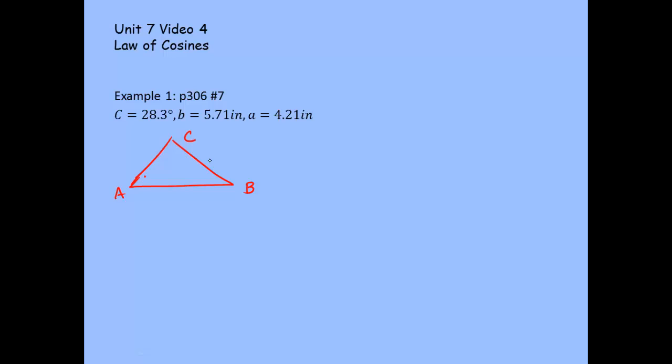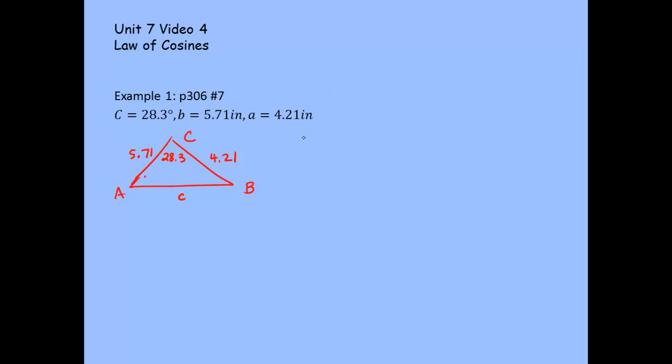Angle C is 28.3. Little b over here is 5.71. And little c, do I have that labeled correctly? I do not. Let's do that again. The angle C is 28.3 and little a is 4.21. Okay, so now we've got everything labeled, and I can see that the angle falls directly between my two given side measures. Well, since I'm given big C, I'm going to be finding little c, the side opposite, first.